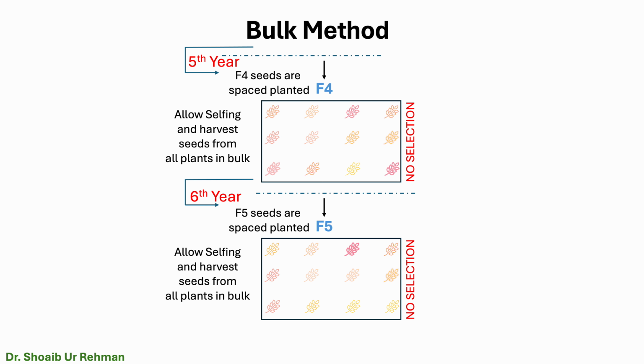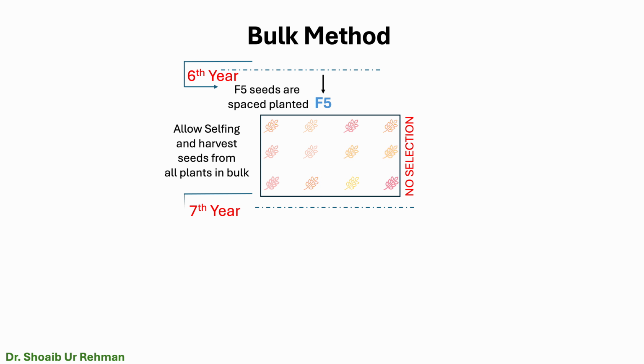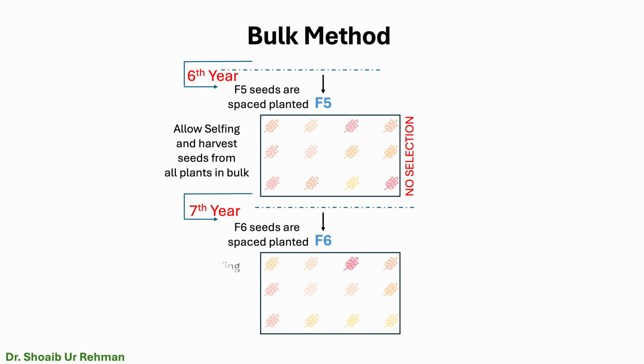in the next generation, which is the seventh year, and technically it is the F6 generation, right? As you can see, we are not performing any kind of selection. We are just bulking the seeds from every generation and letting them grow in the subsequent generation.